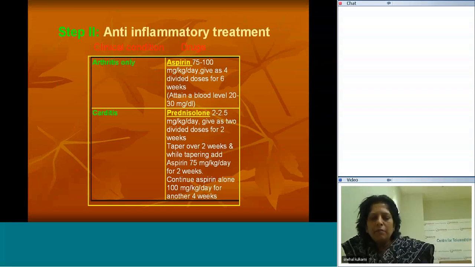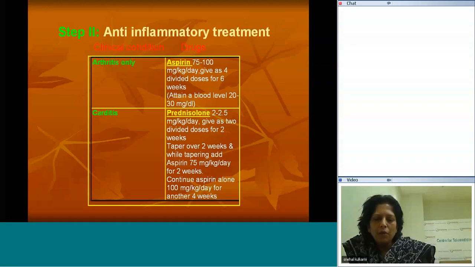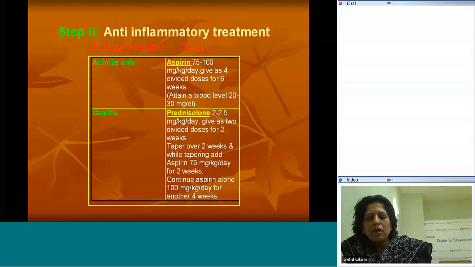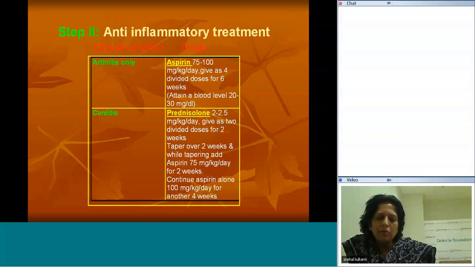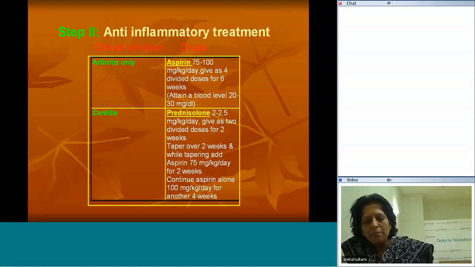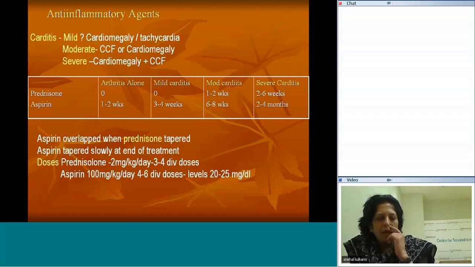As far as anti-inflammatory treatment is concerned, if you have only arthritis, aspirin we know we give in the doses of 75 or 100 milligrams per kg per day. Give it in 4 to 6 divided doses. If you have carditis, then we may add prednisolone, which is 2 to 2.5 milligrams per kg per day. Give it in 2 divided doses. Taper over 2 weeks. And when we are tapering, we have to add aspirin, 75 milligrams per kg per day for 2 weeks, and continue aspirin for another 4 weeks. That's a standard regime.